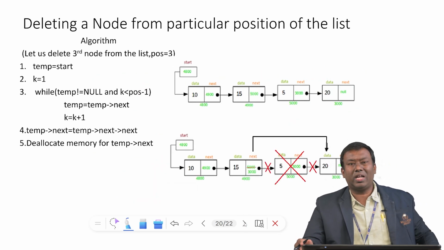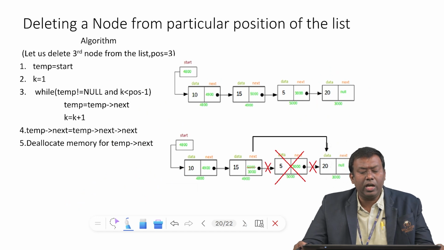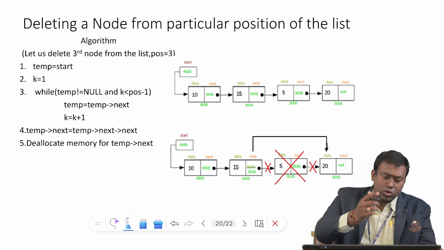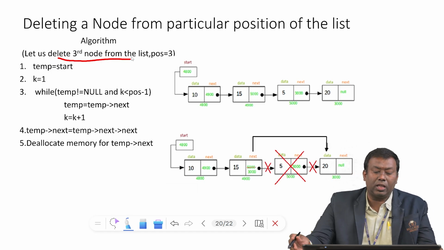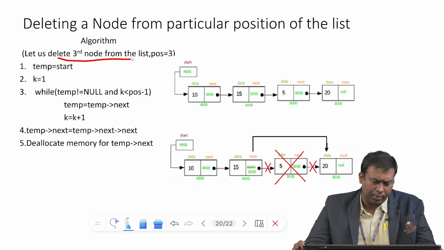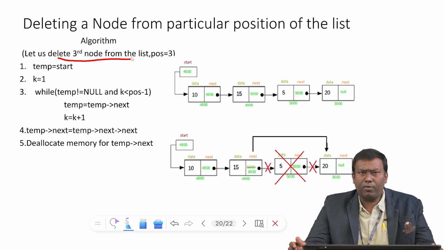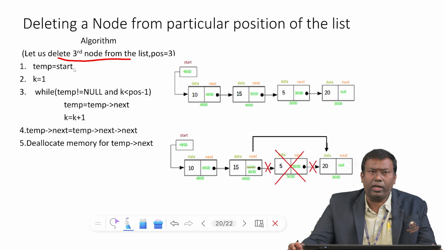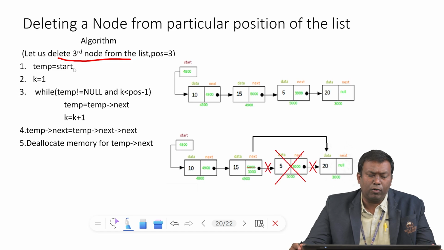So that is the last case of the deletion, that is, deleting a node from a particular position of the list. I want to delete any particular node, what do I need? Let us observe, I want to delete the third node from the list, what am I doing? Here we need to check the case, whether it is an underflow condition or not. Here I have not given that.